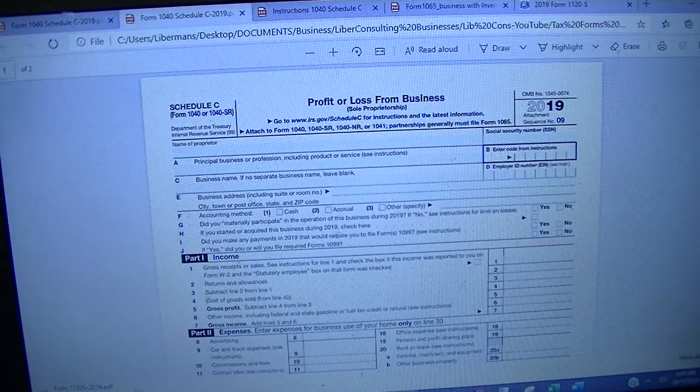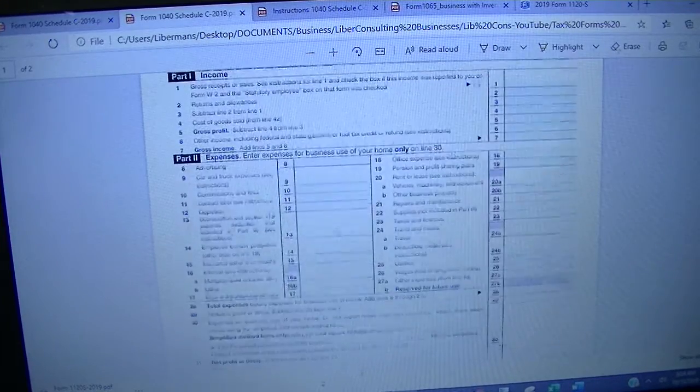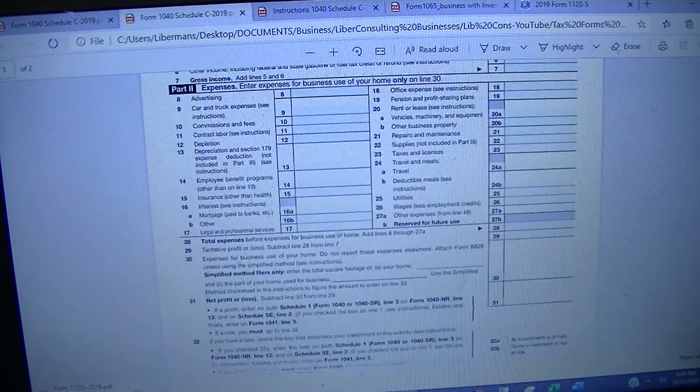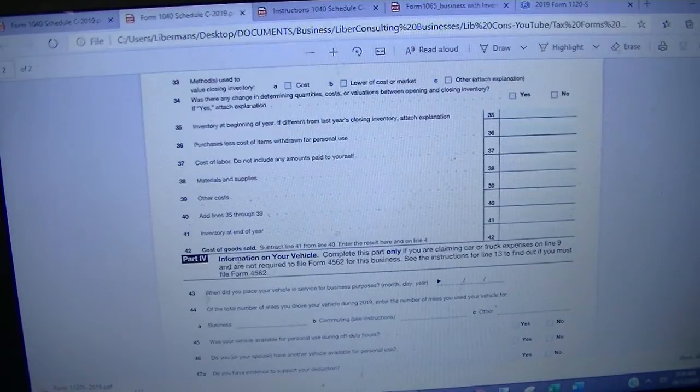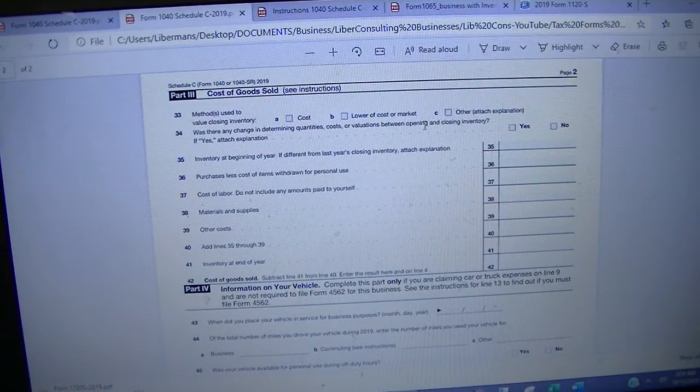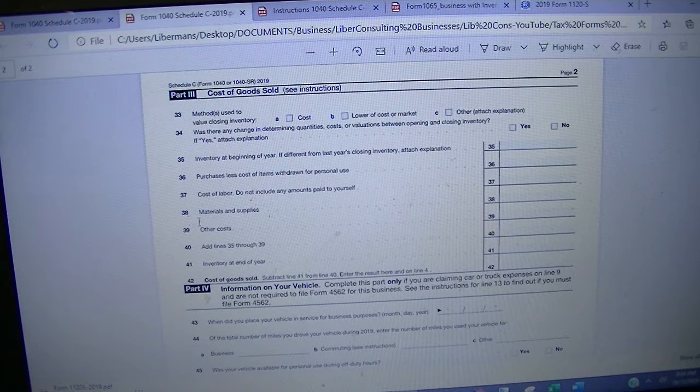And as we scroll it down, we talk first about line 39. Let's see where our line 39 is. So our line 39 is other costs. Yeah, you can add it there, but that's part 3, cost of goods sold. So we have inventory at the beginning of the year, we have purchases.